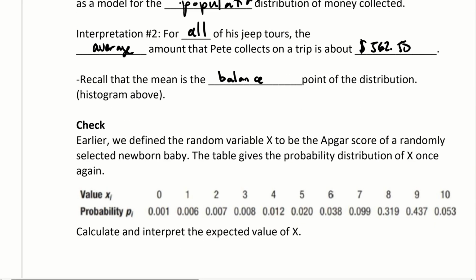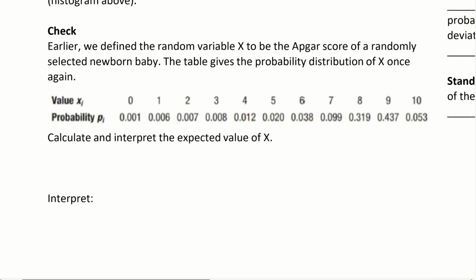Earlier we looked at the Apgar score. What I want you to do is calculate and interpret the expected value of x. You can use any interpretation, or maybe try using interpretation number one, just so that you can compare the result, because that's what I'll be using. Hopefully you paused and tried the question before. So, calculate and interpret the expected value of x.